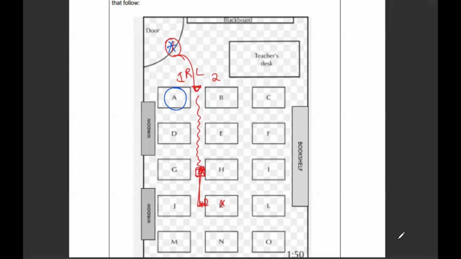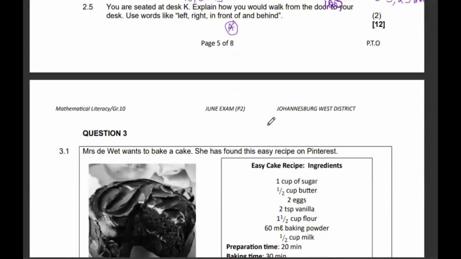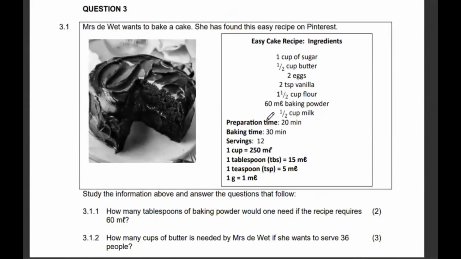Please, you need to explain. Such questions are 3 marks. All right, let's look at question number 3. Mrs. DeVette wants to bake a cake. She has found this easy recipe on a pastry.